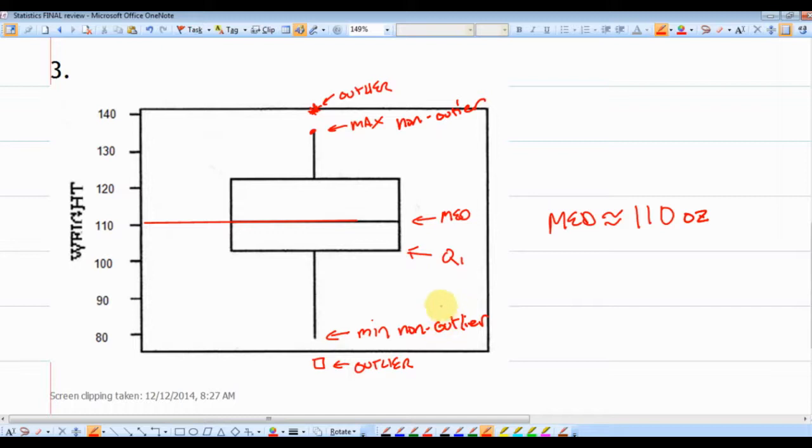Yeah. The one above the median is Q3. Where did that go? I thought I wrote it. I never wrote it? Oops.